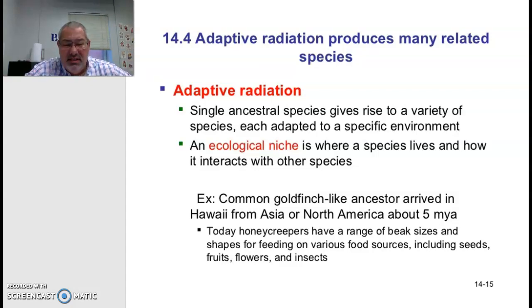Adaptive radiation is a type or a result of divergent evolution, often in a new environment, such as an island, a volcanic island. It may also involve, say, a lake or a coral reef where a colonist adapts, and the different forms that adapt to different environments or different niches can result in a wide array of new species. So, let me give you a couple of examples that have been used to support this concept of adaptive radiation.